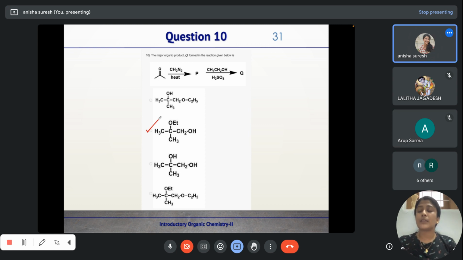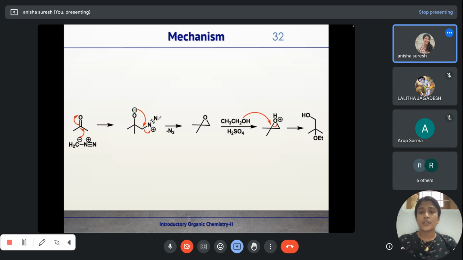We will see the mechanism for this reaction. We have seen in the lecture videos that diazomethane has this structure, a negative charge on the CH2 and a positive charge on the nitrogen. So this is a neutral molecule, but here there is a negative charge on this CH2. So it will be adding on to this carbonyl carbon of this ketone, then this oxygen will open up. Now we will get a tetrahedral intermediate.